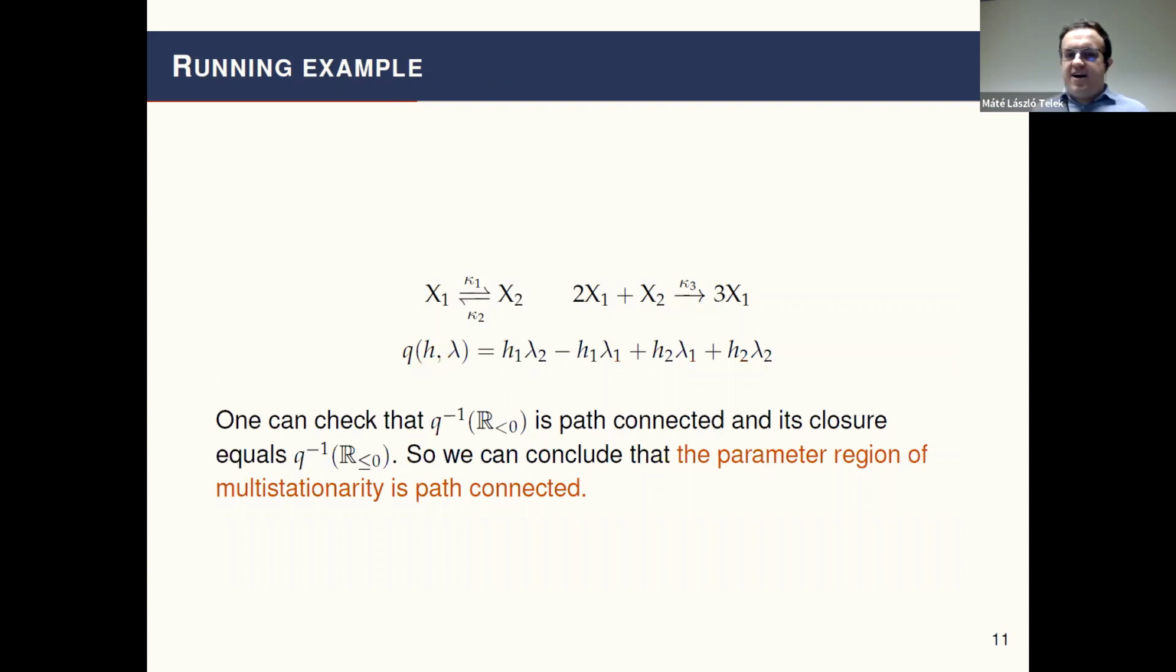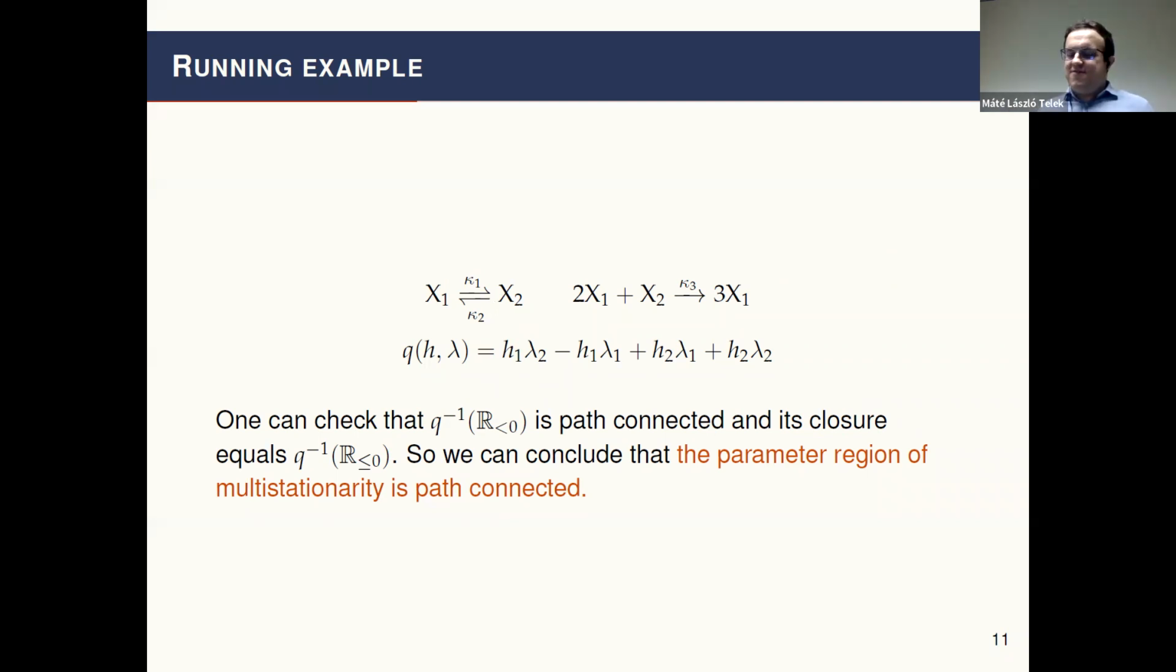And in fact, you can ask, for example, Maple, and Maple will tell you that this semi-algebraic set here, so the preimage of the negative real line under Q, is a path-connected set. And if you want, you can check also this closure property by hand. So putting everything together, one concludes that the parameter region of multistationarity for the small running example is connected.